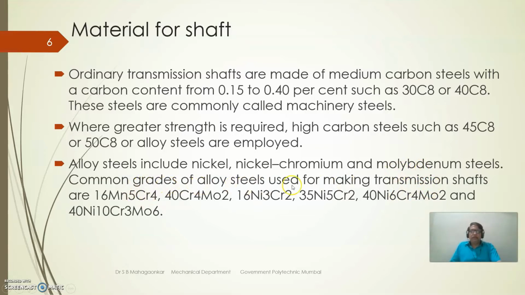Common grade alloy steels used for making transmission shafts are like 16Mn5Cr4, with manganese 1.6% and chromium 0.4%, and the other is 0.16% of carbon, and 0.5% and 0.4% of manganese and chromium, like that. Okay, so these are the alloyed steels we are using for different shaft materials. Because of the alloyed steel, the cost of that material will also increase. One has to see, the designer must see these things.